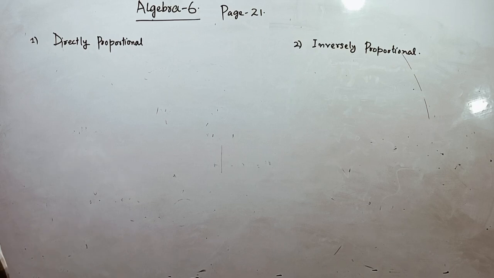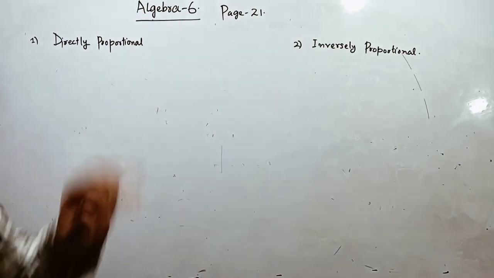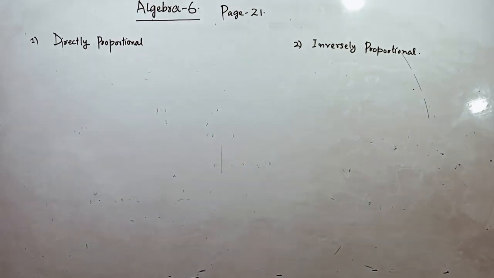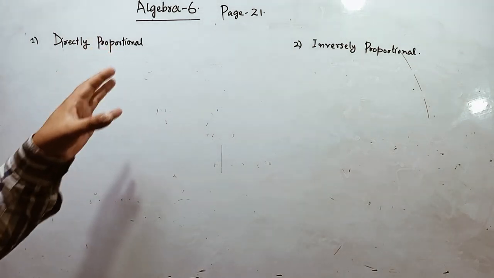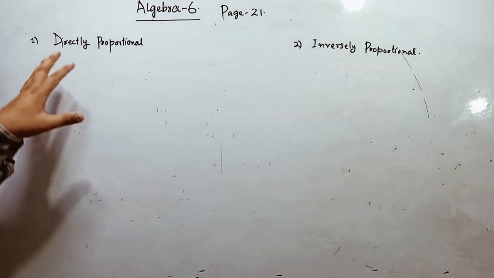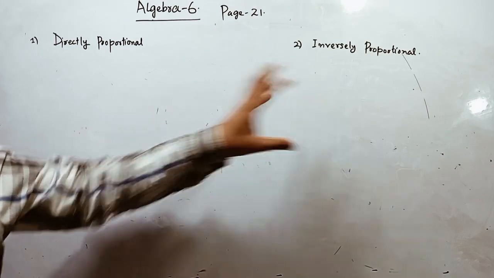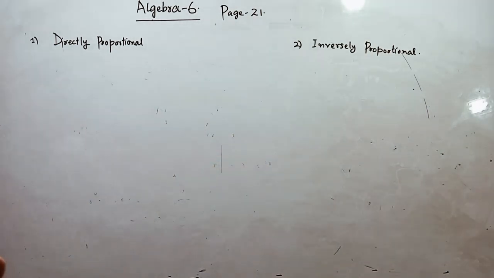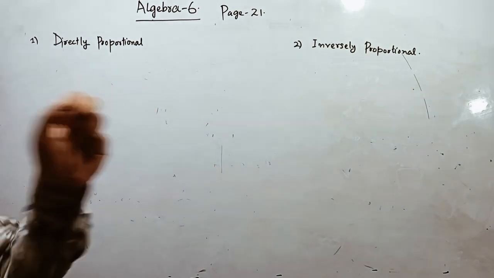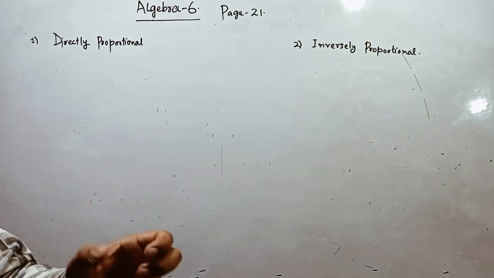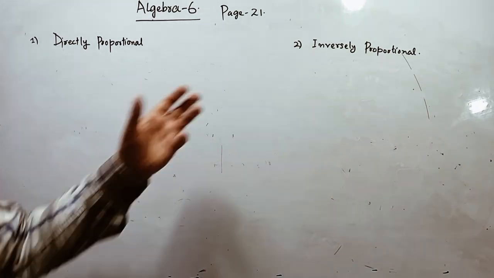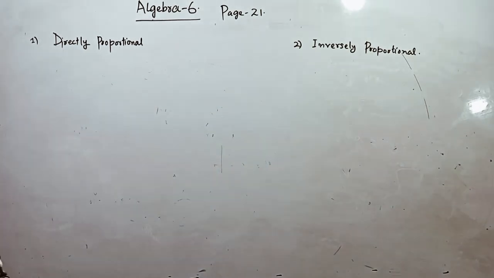Today, as you can see on the board, it is Algebra 6, page number 21 in your textbook. There are two main topics in this chapter that we are going to discuss: one is directly proportional and the second one is inversely proportional. But in the previous chapter, chapter 6, we already discussed these topics and did many problems, many sums and many questions based on these two concepts.